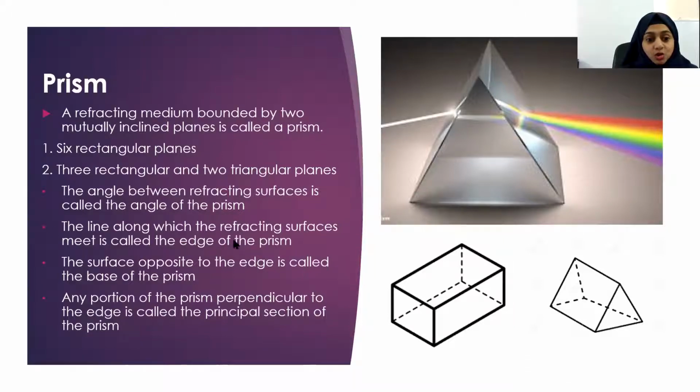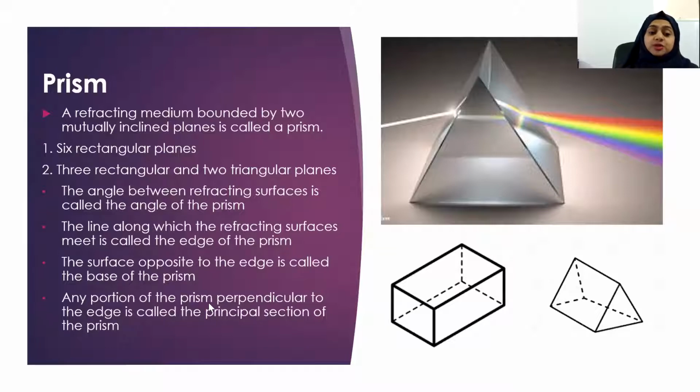Then the line along which the refracting surfaces meet is called the edge of the prism. So this line along which these two refracting surfaces meet is called the edge. And the surface opposite to the edge is called the base of the prism. So what is here on the ground is called the base. It's opposite to the edge.